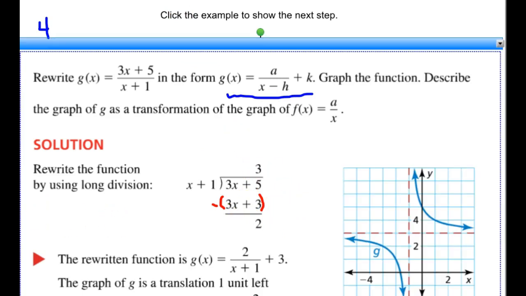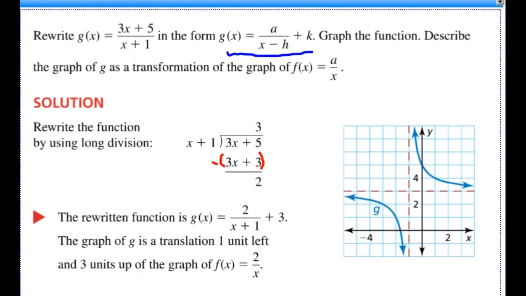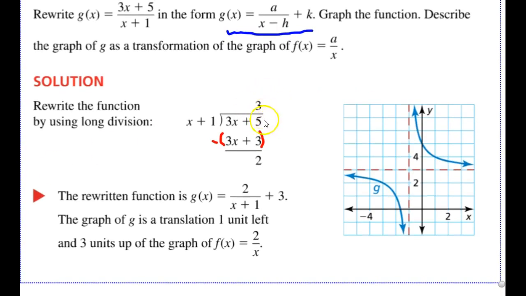Okay, so now I can rewrite that function because this whole number out here is going to end up being my k value. And this 2 that I found becomes my numerator, right? Because this was what's left over. This is my fraction. And my denominator, you see, stays the same. So I just rewrote my function a little bit here.